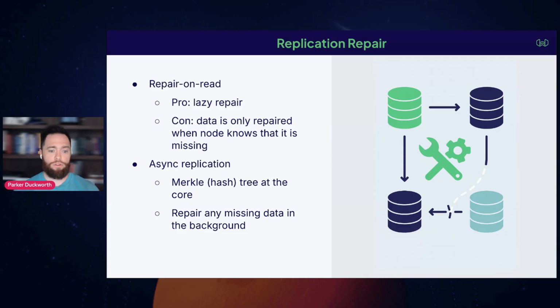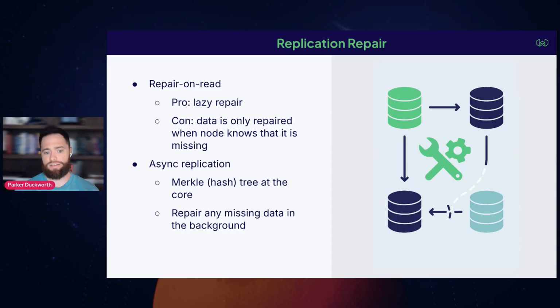So we took this a step further with async replication, which is a background process running at all times, ensuring that data is consistent across all nodes. Now, as a background process, it needs to be something that's very lightweight, something that does not bog down the critical database operations.